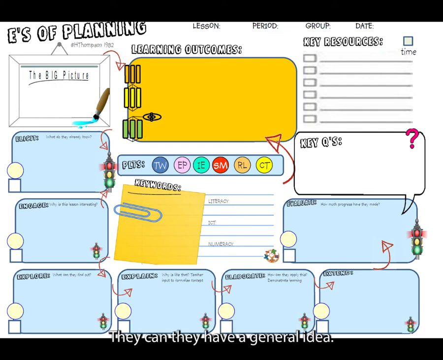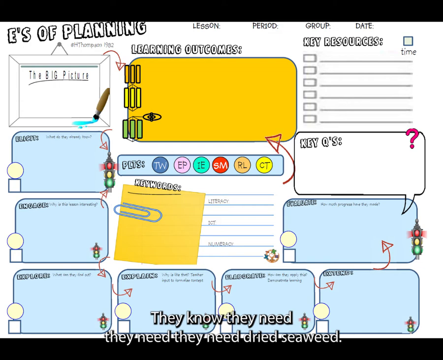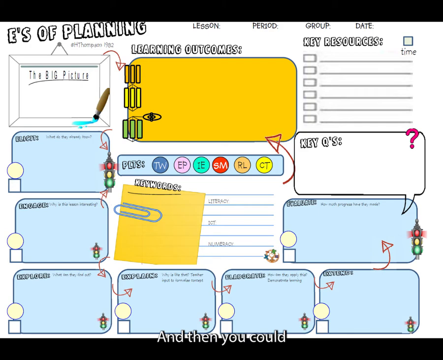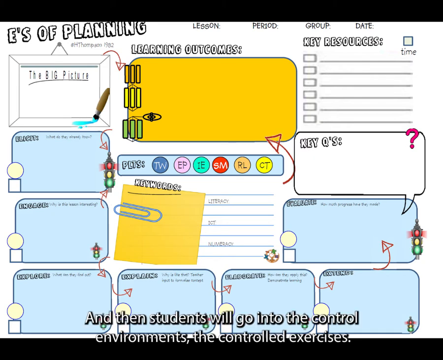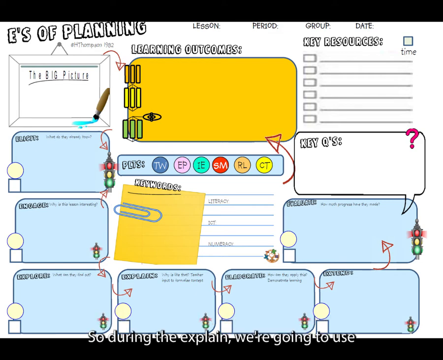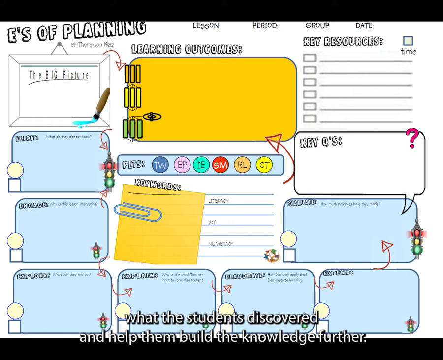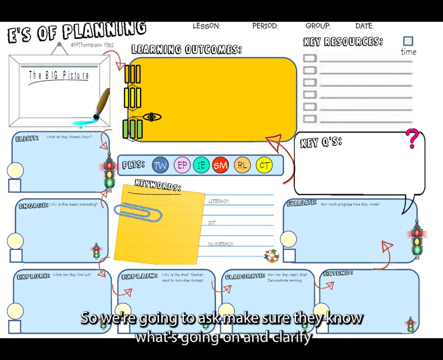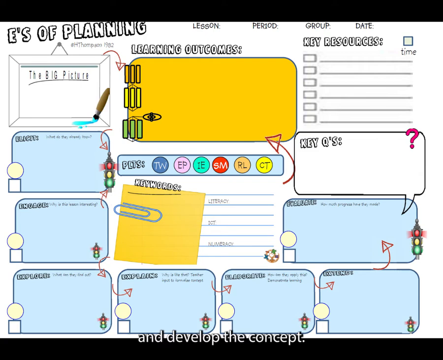They have a general idea. They know they need dried seaweed. They know they need rice, things like that. And then, as they make a list, we clarify and explain. But in other classes, you'll need to explain first, and then students will go into the controlled exercises. So during the explain, we're going to use what the students discovered and help them build the knowledge further. So we're going to make sure they know what's going on, and clarify and develop the concept.